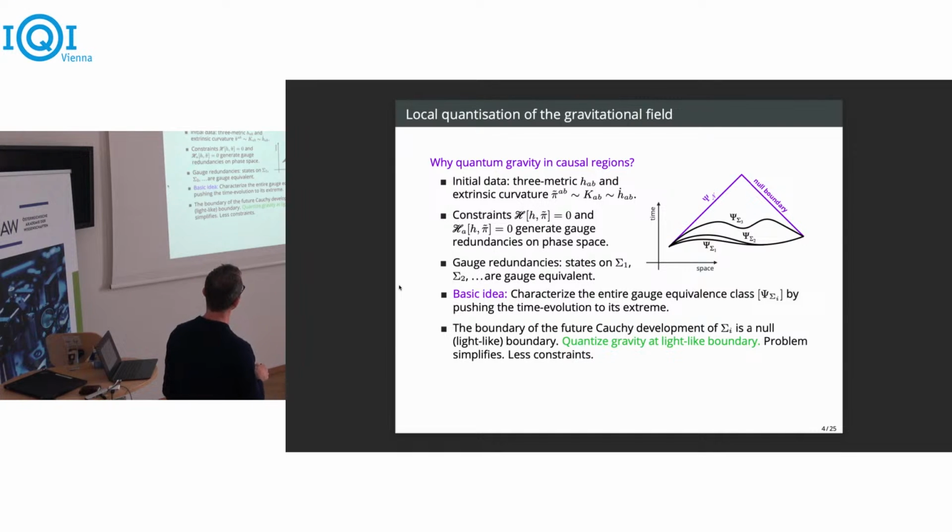It happens so that we don't have to evolve anymore back into the bulk, so to say, because the data at the null boundary already characterizes this entire gauge equivalence class. So we are left with fewer constraints. In fact, only diffeomorphisms that preserve this null hypersurface. And in that way, the problem simplifies.